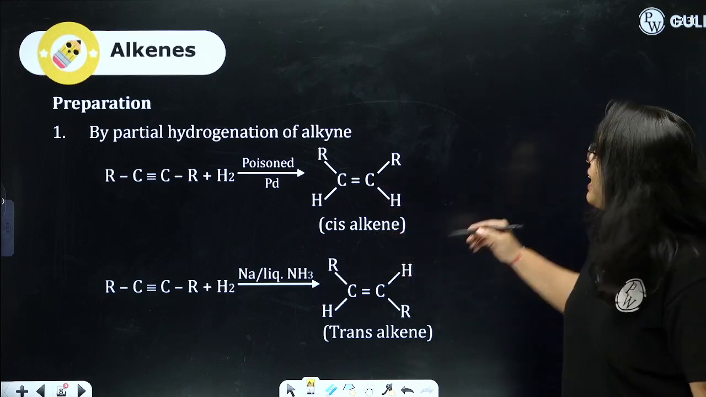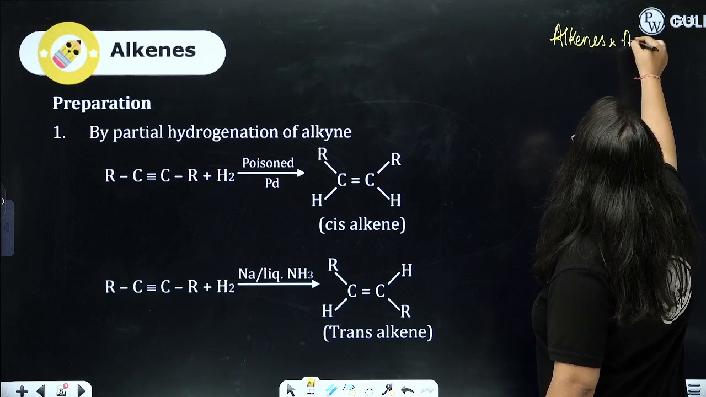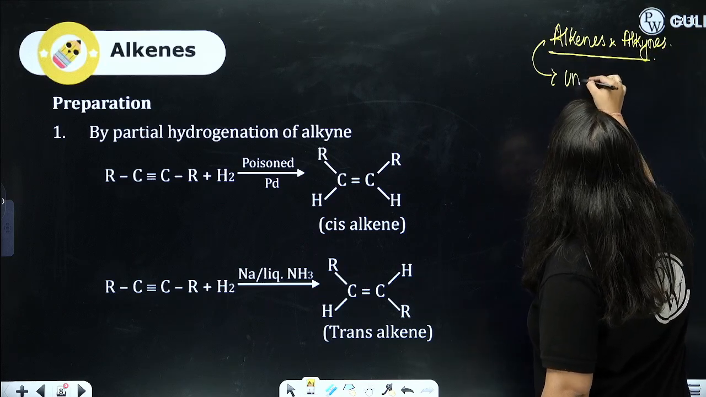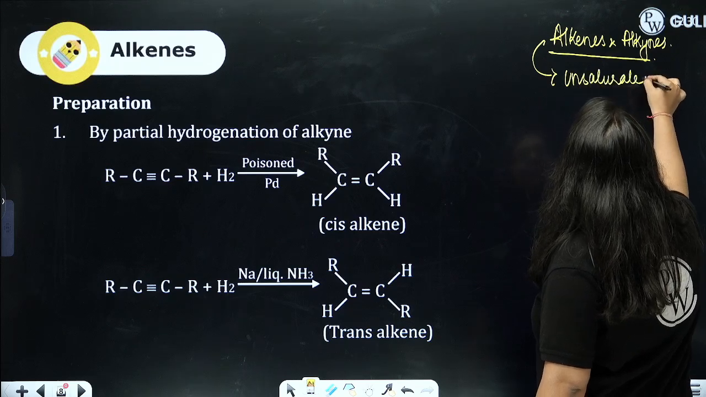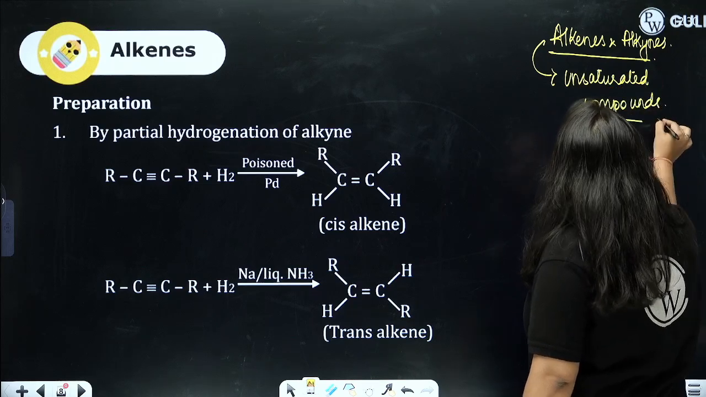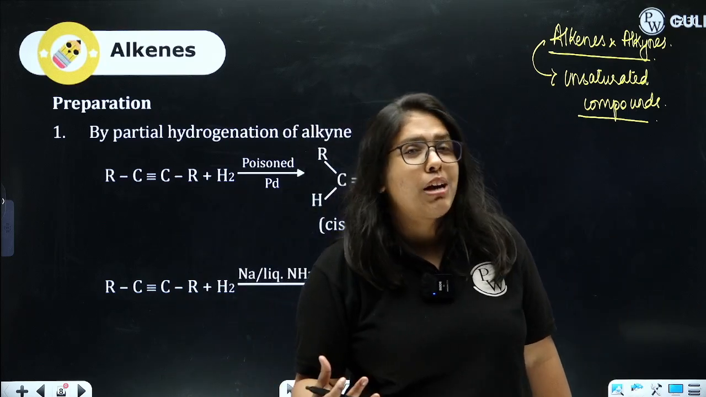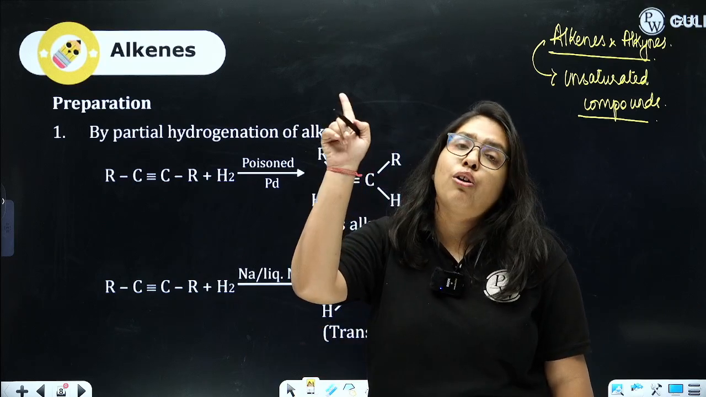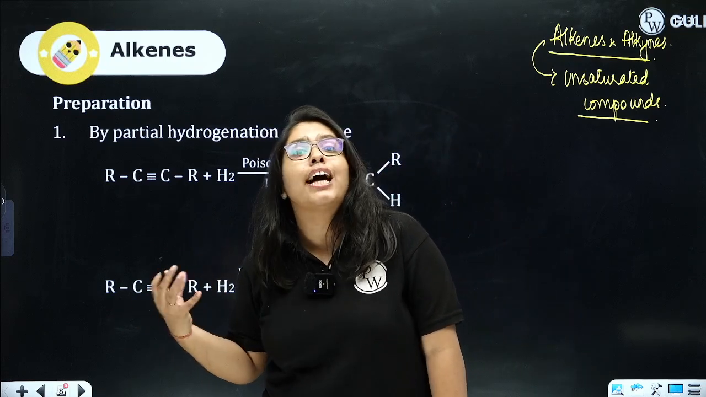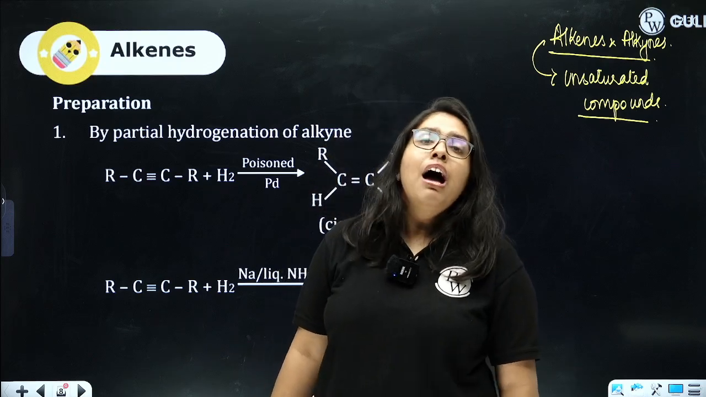See, the thing is, why is it that alkenes and alkynes are both said to be unsaturated compounds? Why are they called unsaturated compounds? It is because the number of hydrogens for a given number of carbon atoms is less in comparison to that of alkanes. That is why alkanes are called saturated hydrocarbons, because they are saturated with respect to hydrogen, whereas alkenes and alkynes are unsaturated with respect to alkanes.